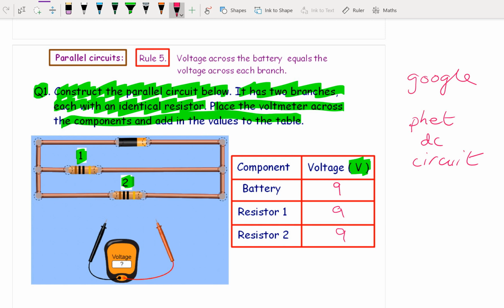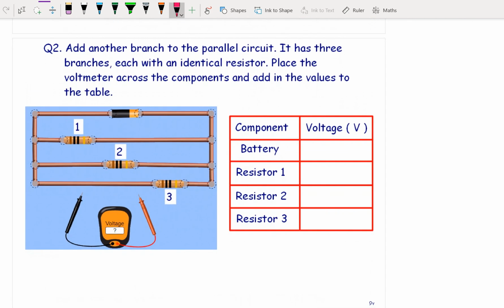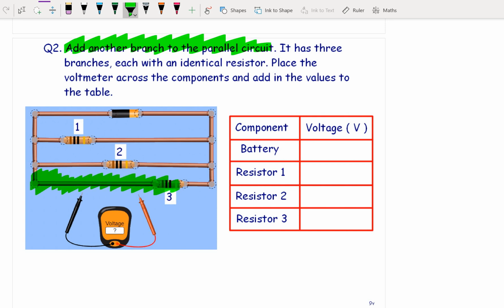Turn over the page. We go on to question 2. Add another branch to the parallel circuit. It's this branch here that's got resistor 3 on it. Do that as well, please. And place the voltmeter across all the components again, and you will see, as before, whatever the voltage or PD or potential difference across the battery or the power supply equals the voltage across each branch. This is nice and simple, isn't it?